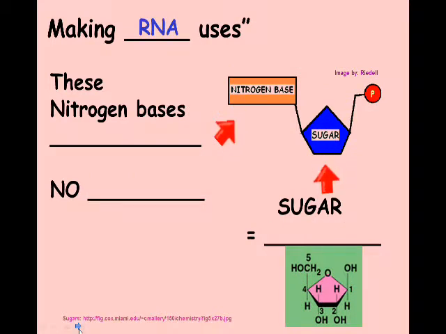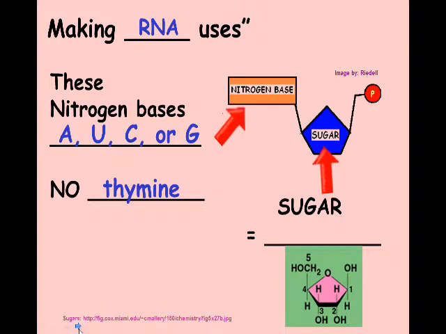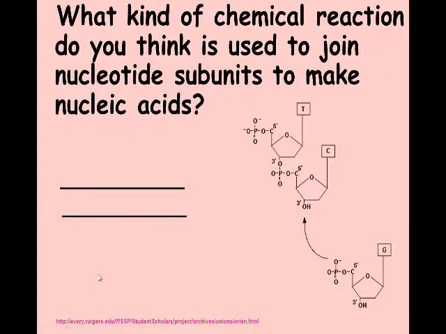If I'm going to make RNA, my choices for nitrogen bases are A's or U's or C's or G's. Remember, if I'm making RNA, I can't use the T, no thymine in RNA. The sugar that goes in the sugar spot for making RNA is ribose sugar. And now that I have put my nucleotide together with a ribose sugar and one of those nitrogen base choices, I have a little subunit I can use to join together to make a bigger molecule.